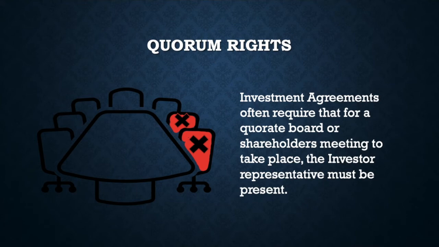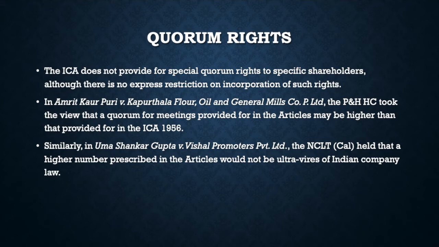Let's take a look at whether or not quorum rights are enforceable. Now, the Companies Act says that quorum will exist when there are at least two directors, or one third of the board, or at least one third of the shareholders, right? However, the Companies Act does not provide for quorum rights given to specific shareholders. The Companies Act is silent on this, right?